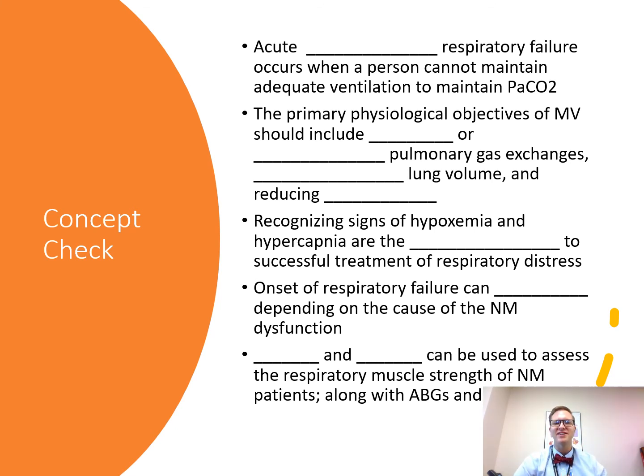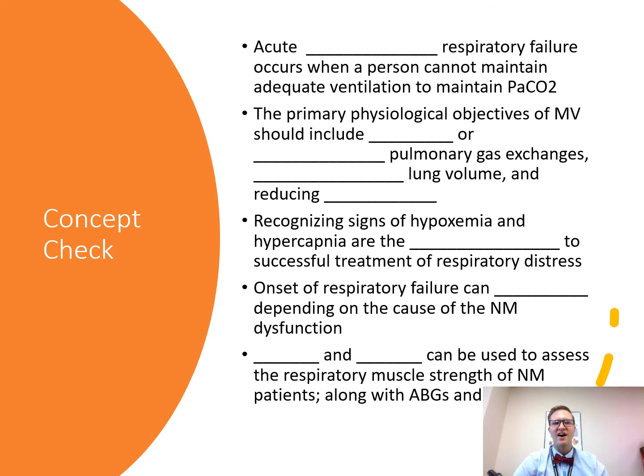So recognizing clinical signs of hypoxemia and hypercapnia is the first step to the successful treatment of a patient that's in respiratory distress. So when we're looking at this, do we treat them aggressively with invasive ventilation, or do we treat them more with non-invasive methods, right?